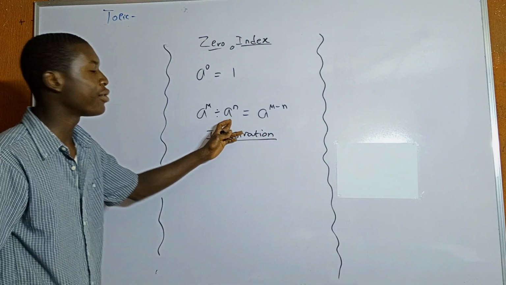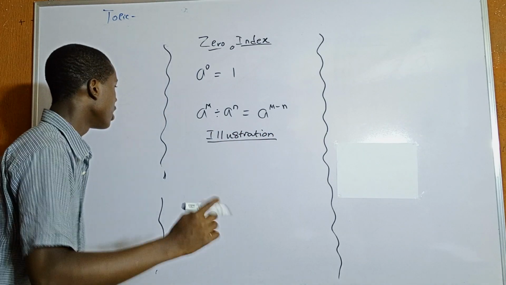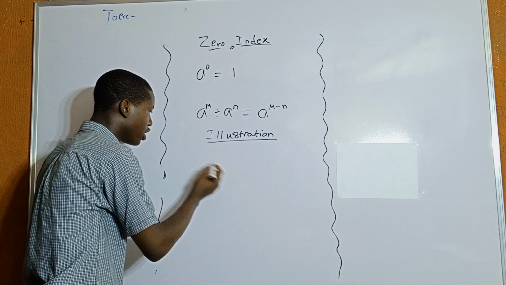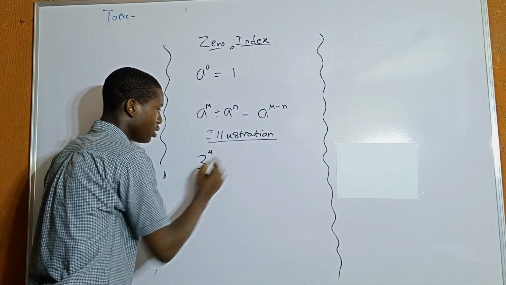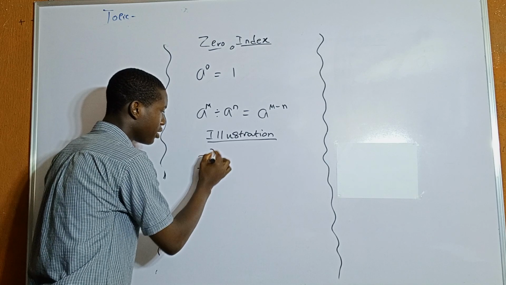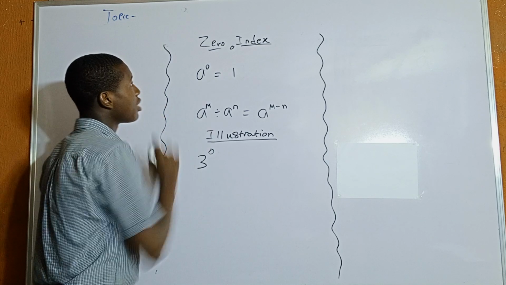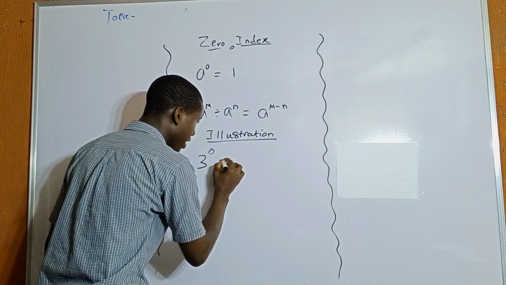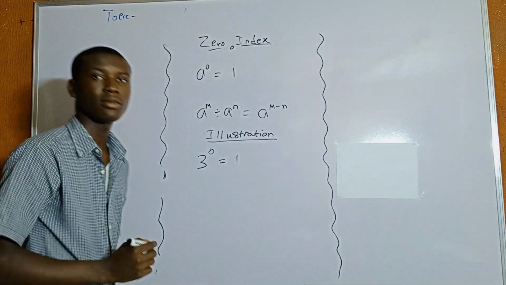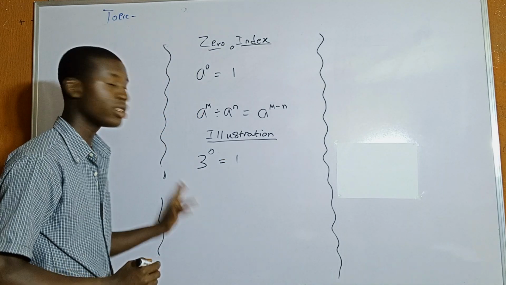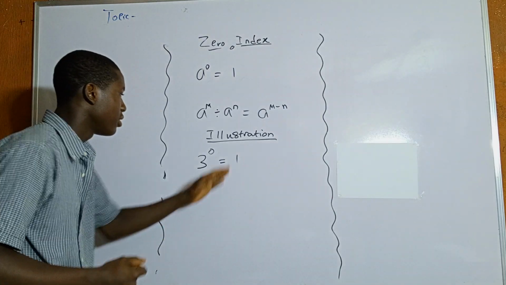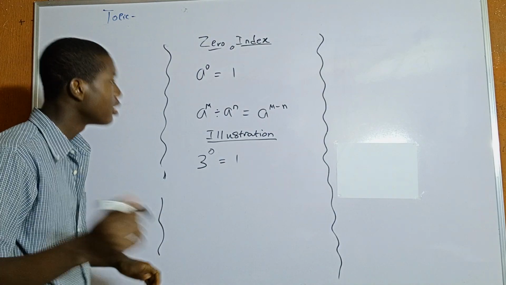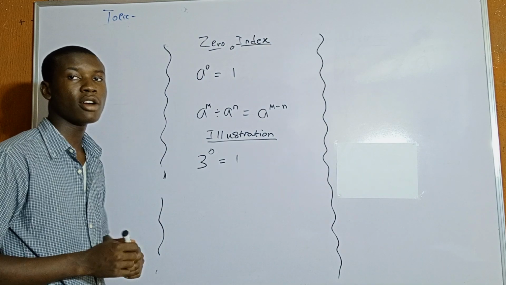But for the illustration of this rule, we will have to start from the second rule. Now, let's say we are given to find 3 raised to power 0. We are told, according to the fourth rule, that it is equal to 1. Anything raised to power 0 is equal to 1. But how do we come about this 1? It came from the second rule.